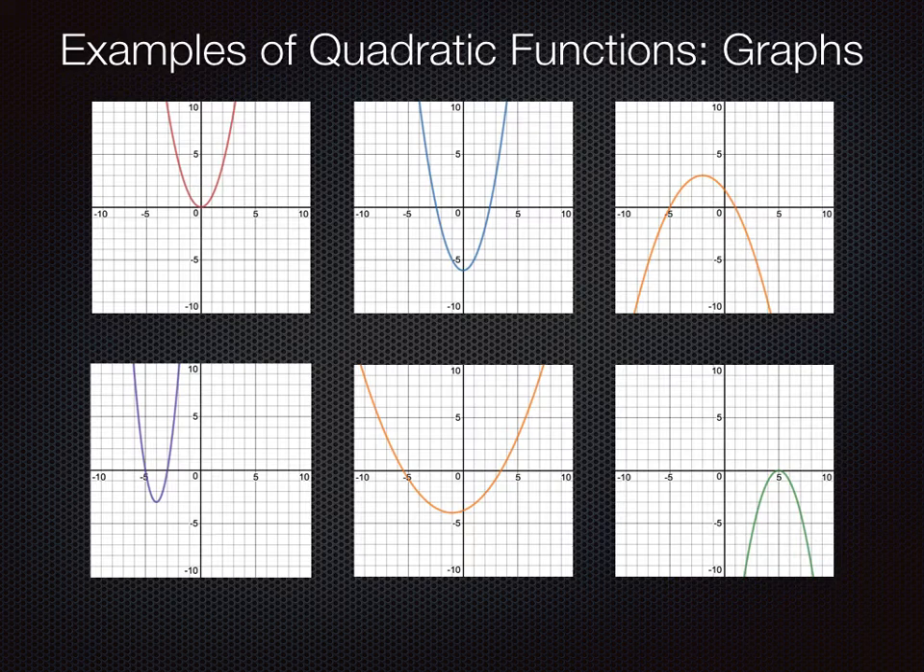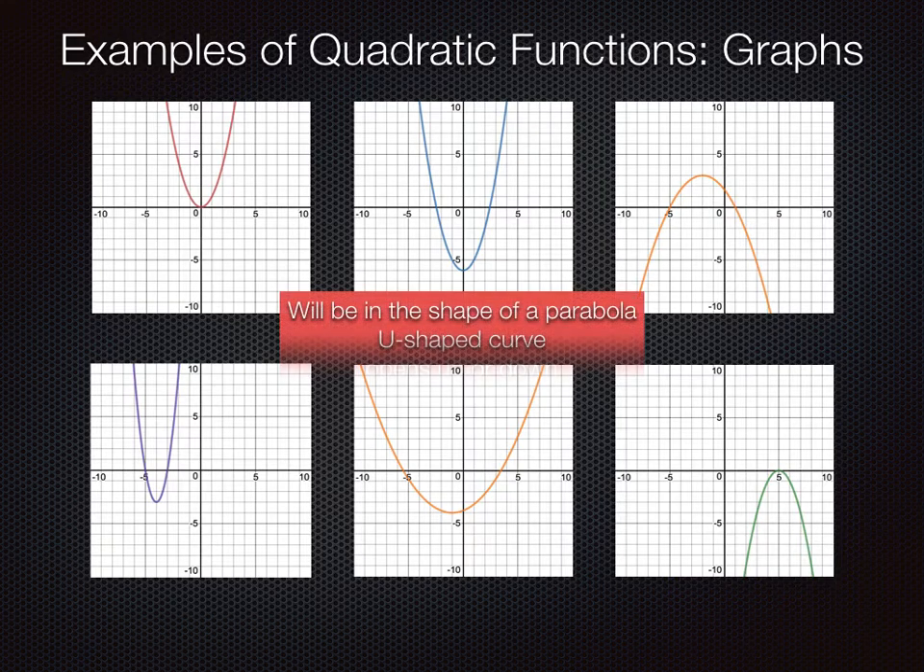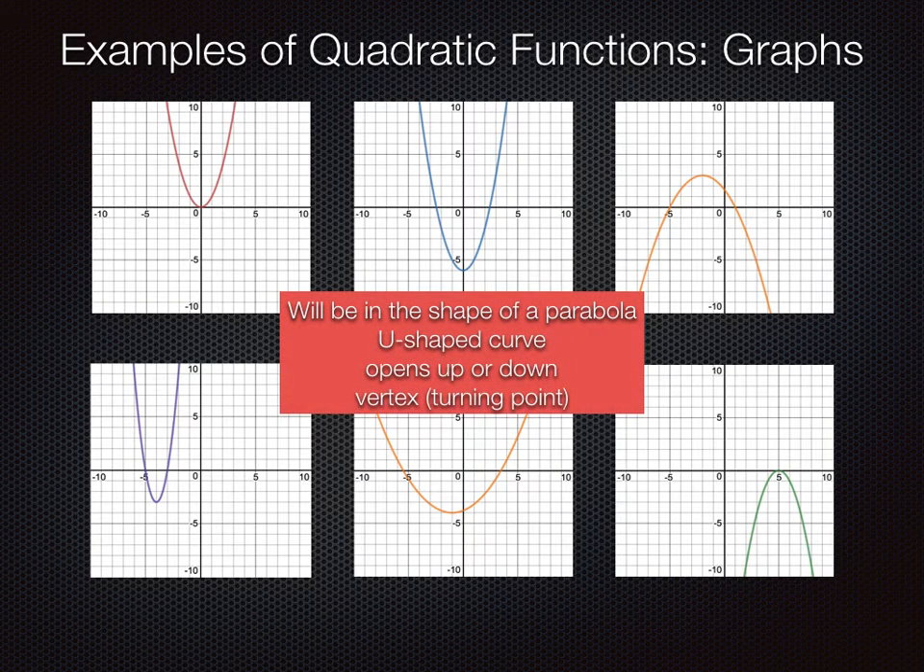For a quadratic function, the graph will be in the shape of a parabola. It's a U-shaped curve, which will either open up or down. And there'll be a high point or a low point called the vertex. It's the turning point where the graph changes direction.